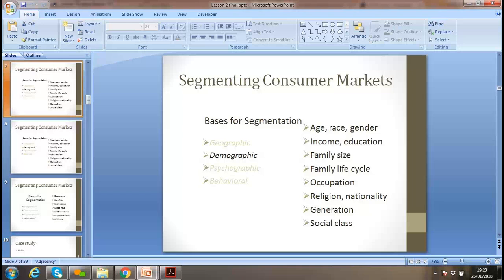So we can segment upper class versus lower class, and religion also matters. Which religion they belong to affects what sort of product they want, like halal food or vegetarian food, on the basis of religious beliefs. So these are the segmentation bases we can use.